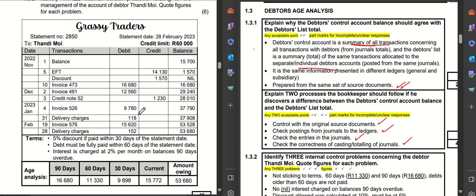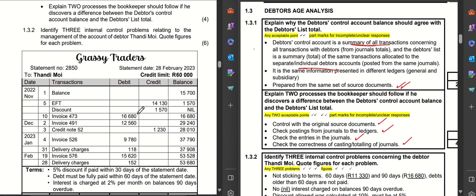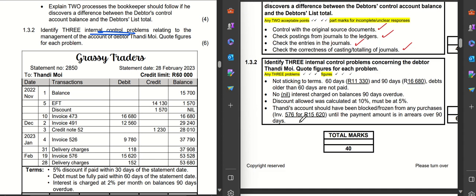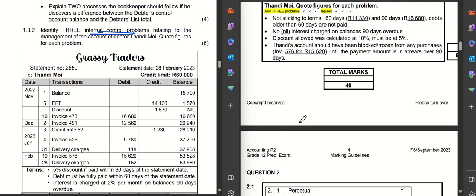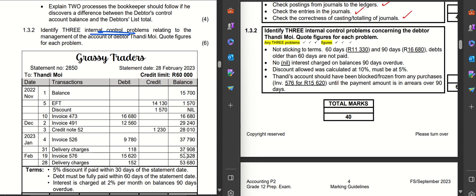Now we come to this debtors age analysis then. It says, identify 3 internal control problems relating to the management of the account of debtor Tandimoy. Code figures in each problem. All right. So when we look at debtor Tandimoy, the first problem that we can see is that the debtor is not sticking to terms, that is the credit terms. That is the 60 days owing.